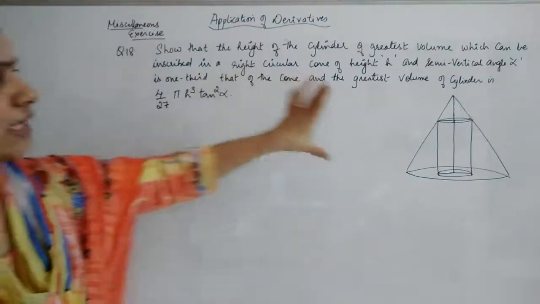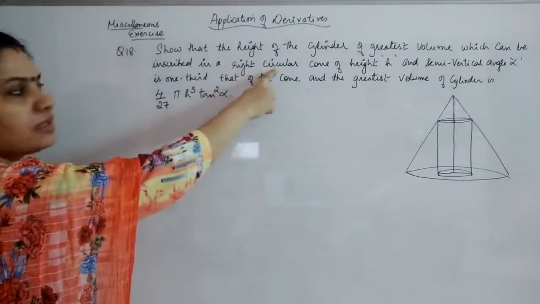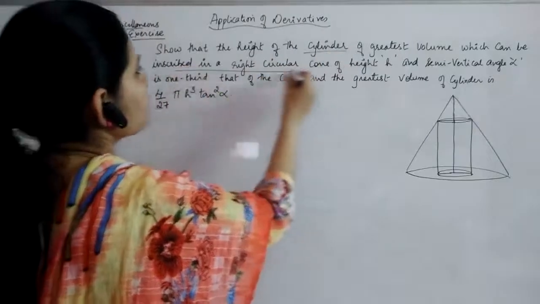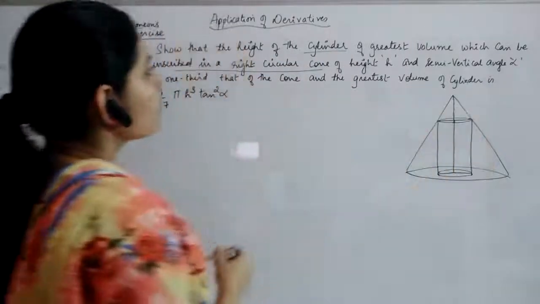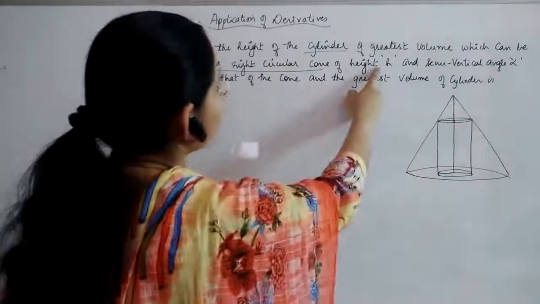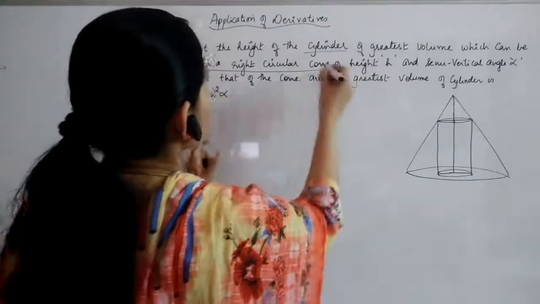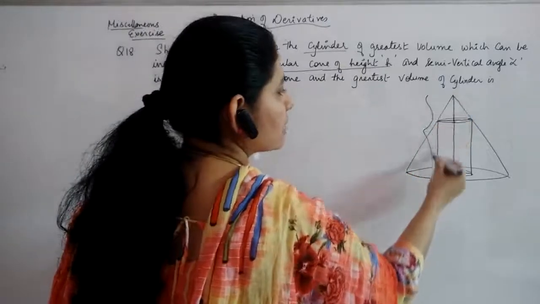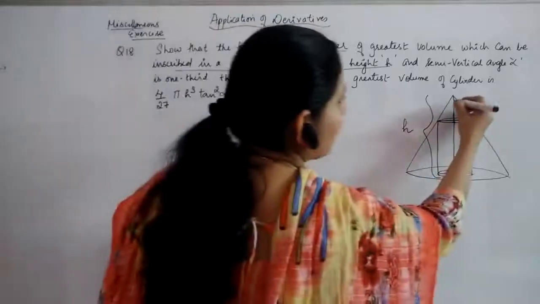So for that we have taken a cone, and inside that you have a cylinder which has been inscribed in a right circular cone. Right circular cone of height h means the height of the cone is given to be h, and the semi-vertical angle is given.